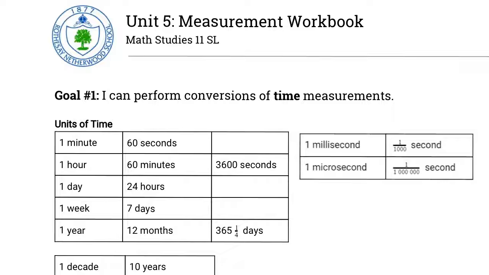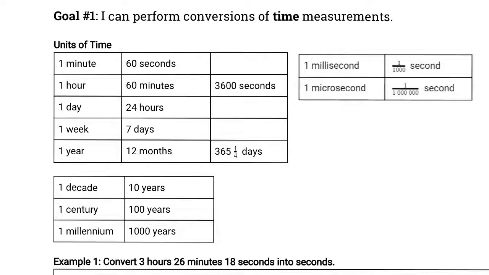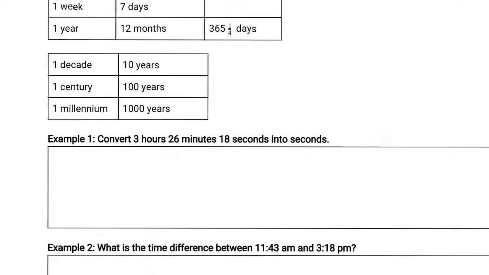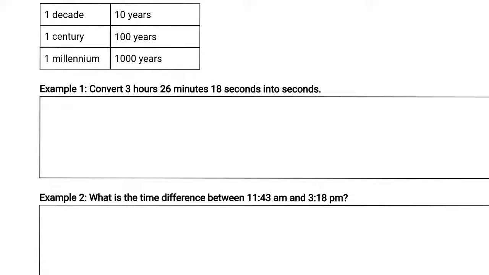Goal 1 says I can perform conversions of time measurements. So converting between minutes, hours, seconds, millenniums, milliseconds. This may seem a little bit simplistic, but it's a good way to get started and to get our brains thinking about converting. So I'm going to skip right to the first example here.